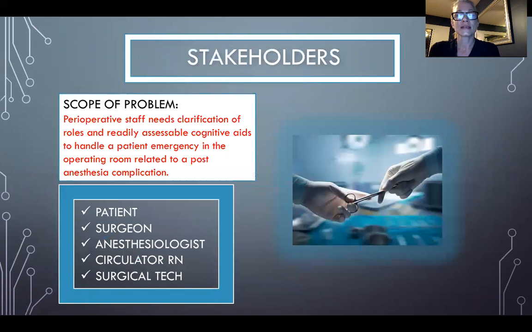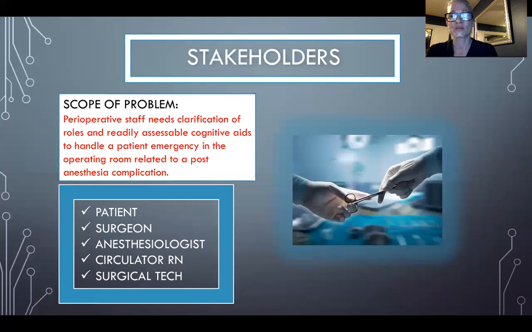The stakeholders in this PDSA cycle are the patient, the surgeon, the anesthesiologist, the circulator RN, and the surgical tech. I have a very small surgical center that I work out of, and these are the only people that are in both the operating room and the perioperative areas at all times. So that's all I have.